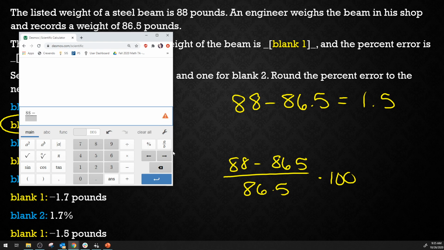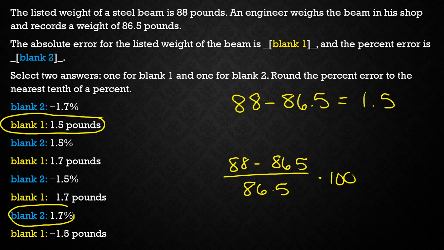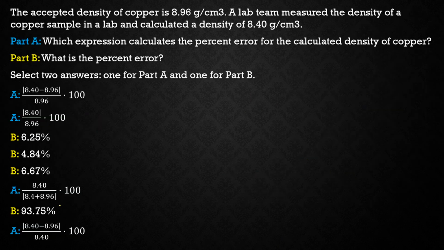So 88 minus 86.5 over 86.5. I'm only going to type in a few of these decimals. So 1, 3, 4. Let's do that and multiply it by 100. I get 1.734. So that means there is a percent error of 1.7%. So that company had a 1.7% error in the weight of its beam.